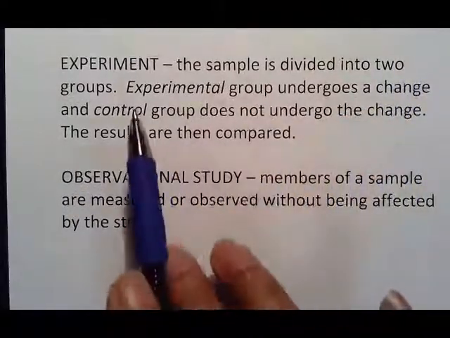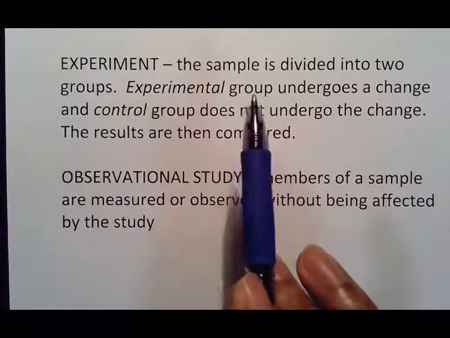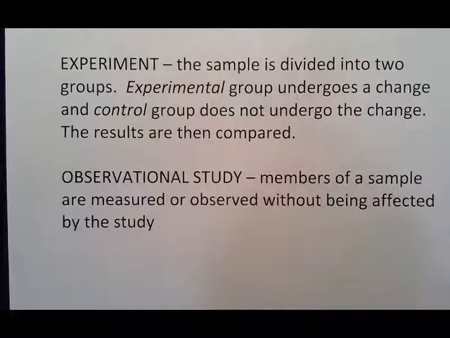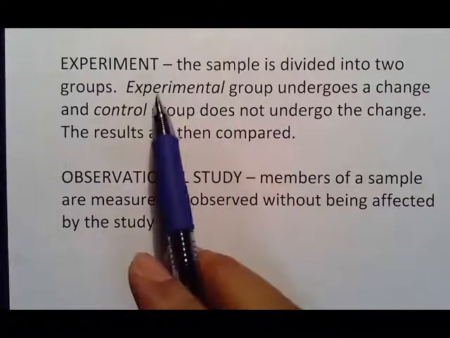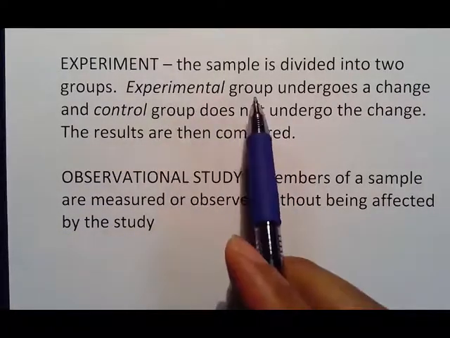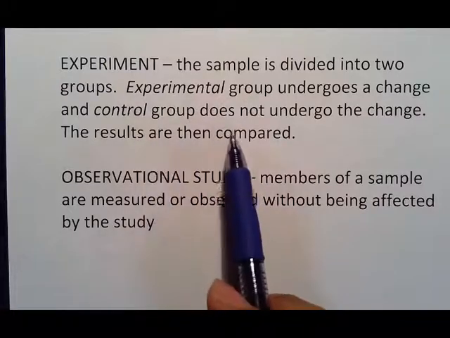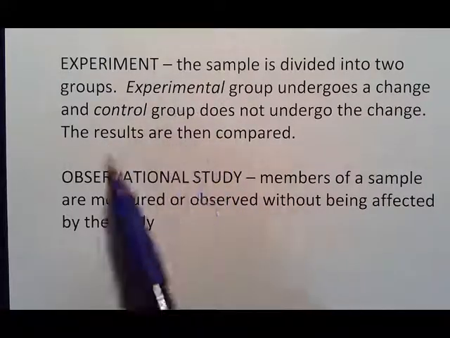Experiment is another one. This is where you take the sample and divide it into 2 or more groups. You have your experimental group, which undergoes the change. Let's say, for example, I want to know whether watching a math video helps you work better. So I would take my sample, teach one group on the computer, teach the other group regularly, and then see what the results tell me.